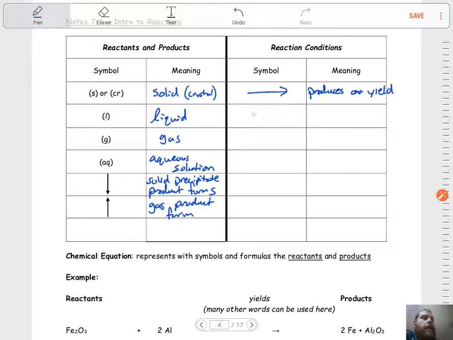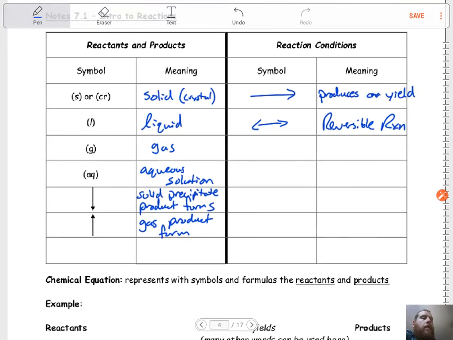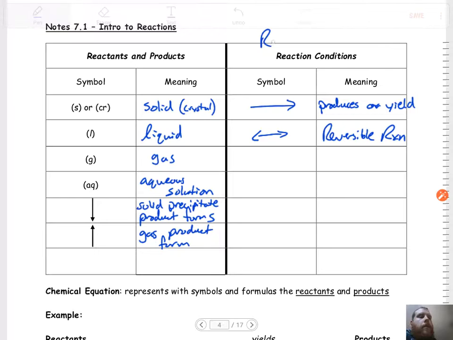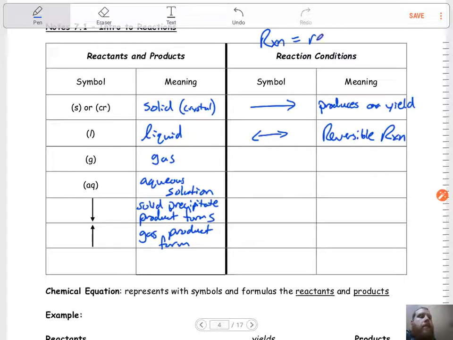So then the next one is a double arrow. Now there's a couple different ways. You could see it like this. You could see it like this, okay? It just means it's a reversible reaction. And that term, guys, RXN, I'm going to jot it down up here. RXN just is my abbreviation for reaction.